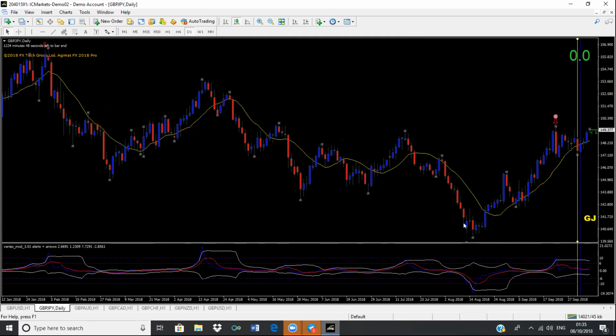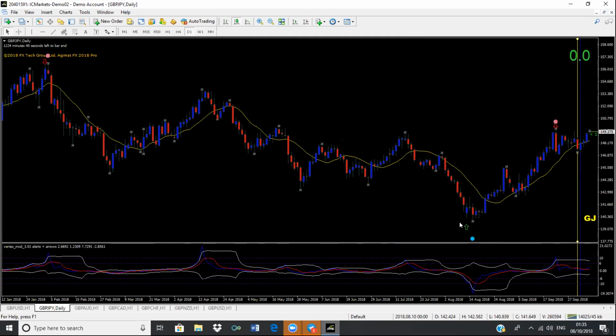These are not the argument arrow. The argument arrow repaints itself. This does not repaint itself. It doesn't even repaint itself on the lower time frames. That's how powerful it is. But the argument arrow repaints itself on the lower time frames. This, if it wants to stay there, it will stay there. It will stay there until the opposite arrow comes out. It will stay there.